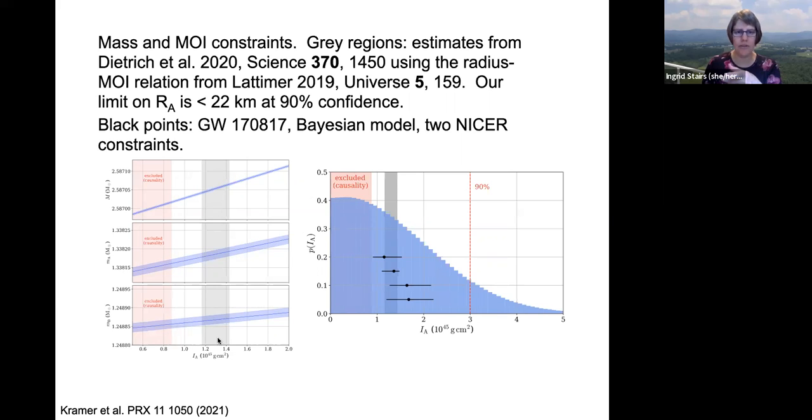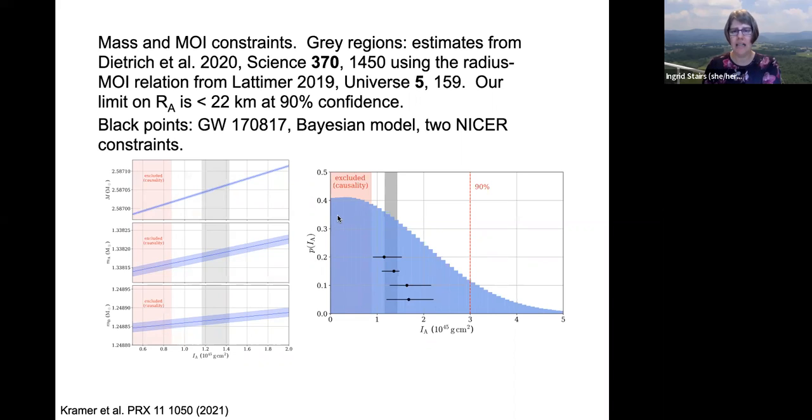There are other constraints here. Causality is just requiring that the speed of sound be a reasonable value within the neutron star, so not faster than the speed of light. Here is the set of constraints on the moment of inertia based on previous estimates of what the equation of state could be, so Jim Lattimer's work there. But we have a limit on the radius of A, not an exciting one, 22 kilometers at 90% confidence. I mean, NICER is already doing better than that. So we've got a couple of constraints from NICER here, there's a constraint from the double neutron star inspiral with LIGO, and then just from looking at a Bayesian model of everything.